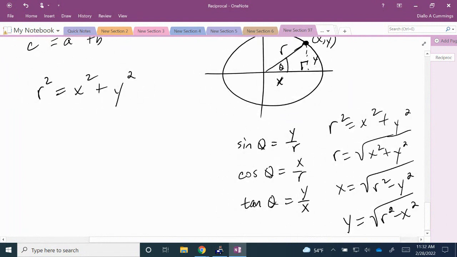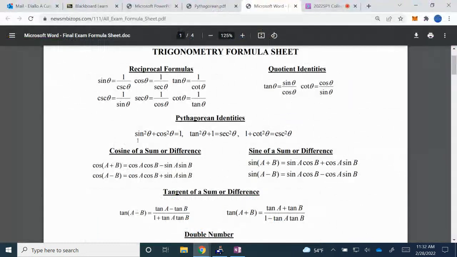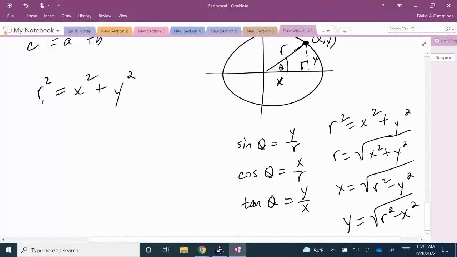All right, so here's where the sine, I'll do one of these. We're going to see where sine squared theta plus cosine squared theta equals 1 actually comes in, and why it is considered a Pythagorean identity. So we're going to start with the Pythagorean theorem: r squared is equal to x squared plus y squared.